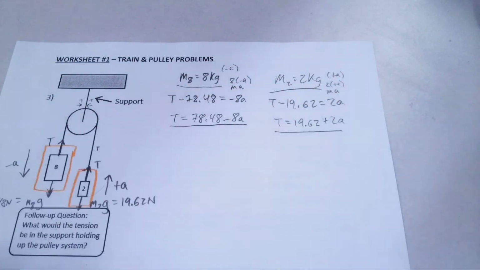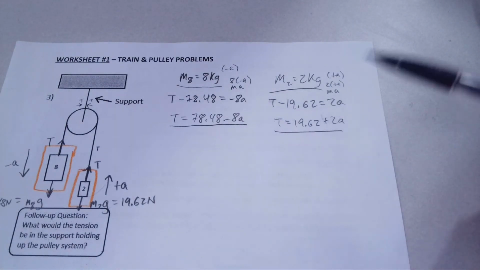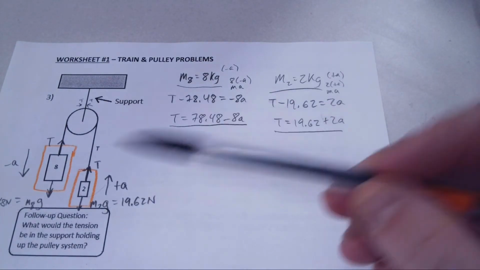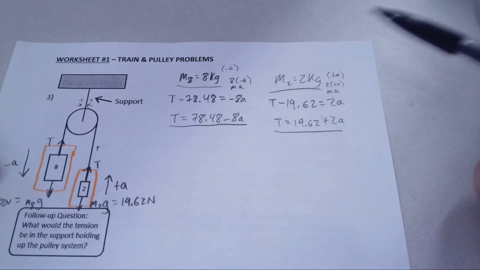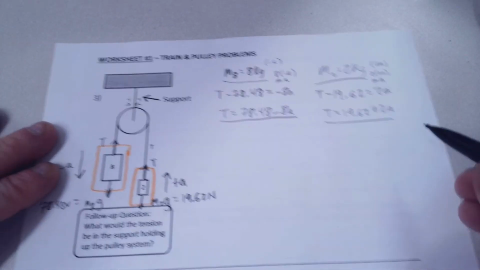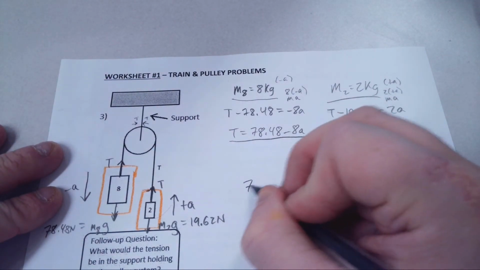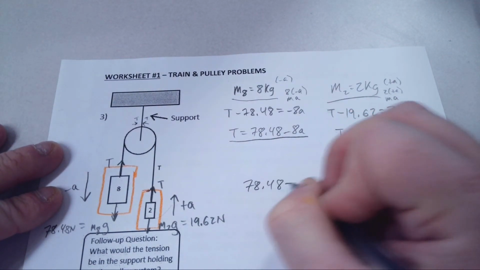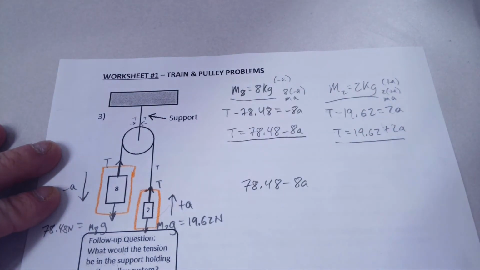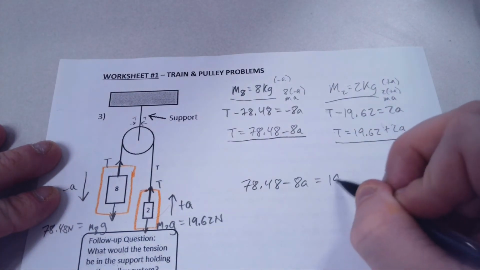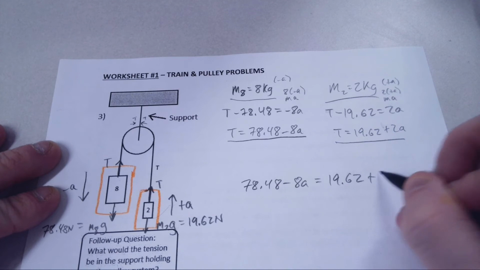And we have that there. We know these tensions to be the same. Newton's third law says that these tensions should be the same, where the tension on the string is constant, so we can now set both of these equal to each other. Leave some space because we have to come back and solve that. So 78.48 minus 8a equals 19.62 plus 2a.